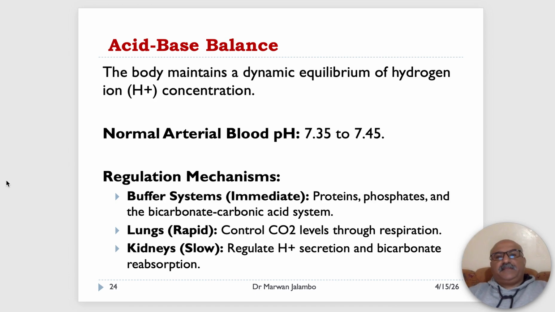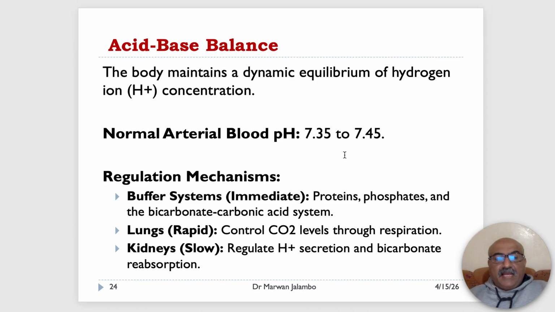Acid base balance refers to the body's mechanisms for maintaining the concentration of hydrogen ion, which we measure by pH. The arterial blood pH must be kept within a very narrow range, 7.34 to 7.45. The deviation in either direction can denature protein and disrupt critical metabolic functions.